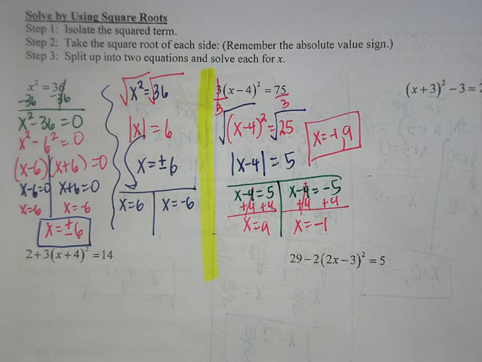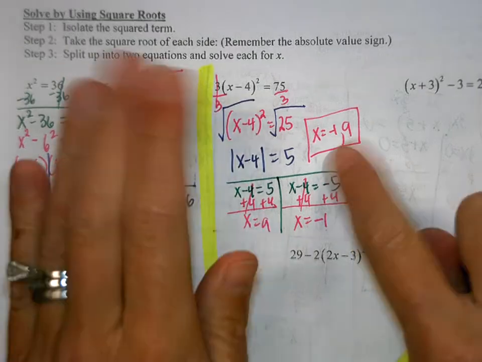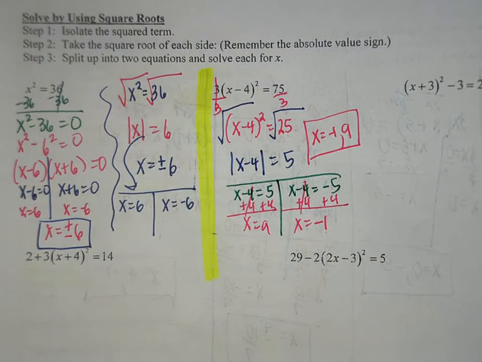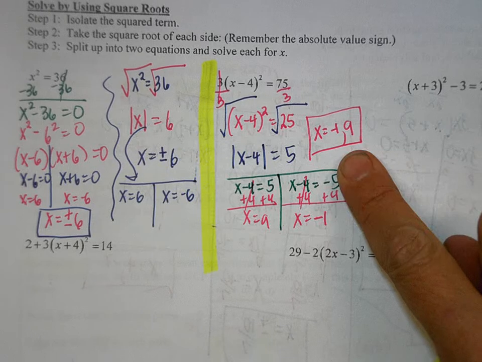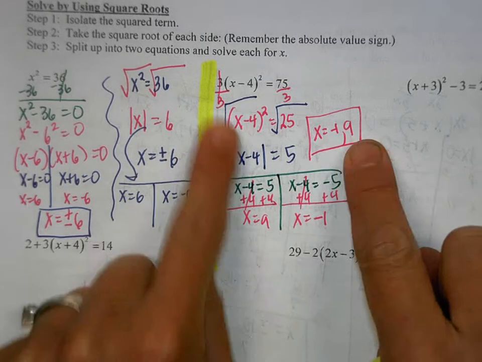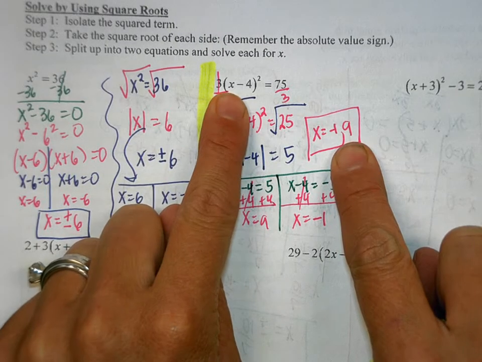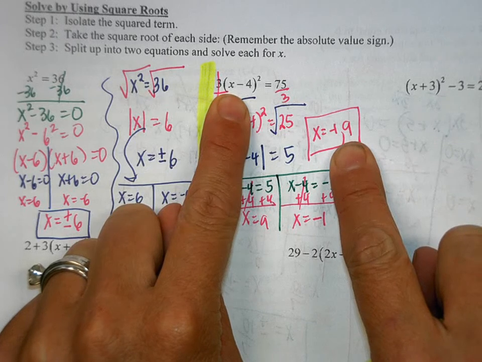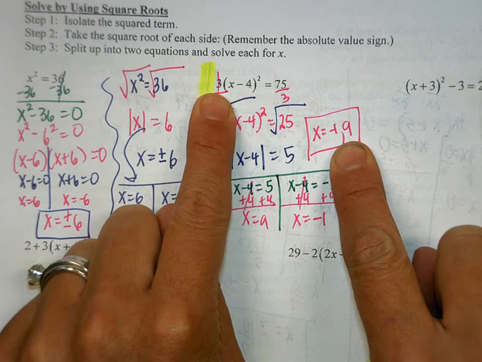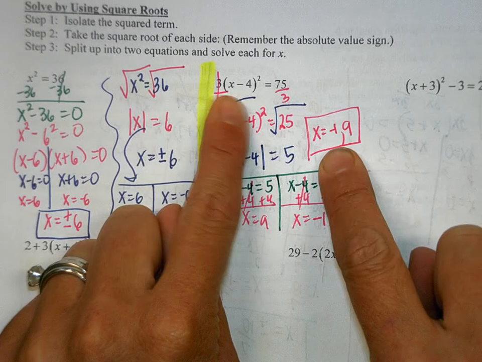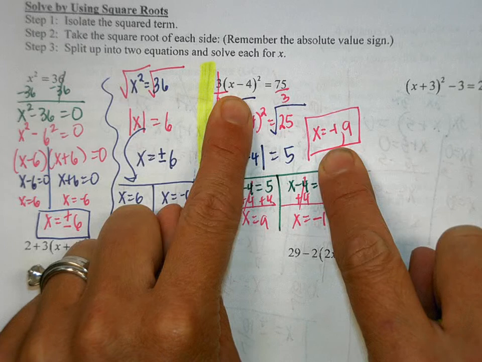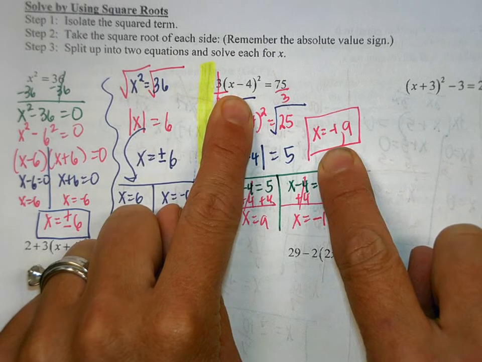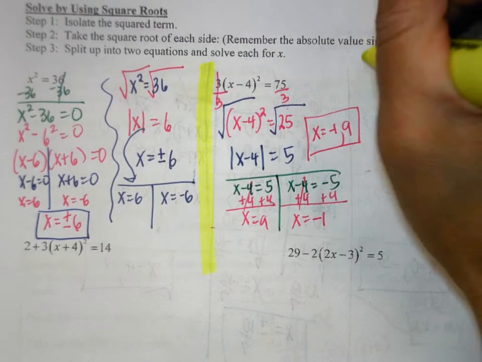Does anybody know how you could check to see if you had the right answer? Plug in the value for x and see if it makes 75 on both sides of the equation. Okay, and then you plug in 9, same thing. So if we just check this one of the numbers really quick, 9 minus 4 is 5. 5 squared is 25, and 25 times 3 is 75. Same thing for negative 1. Negative 1 minus 4 makes a negative 5. Negative 5 squared is positive 25, and 25 times 3 is 75. Okay.